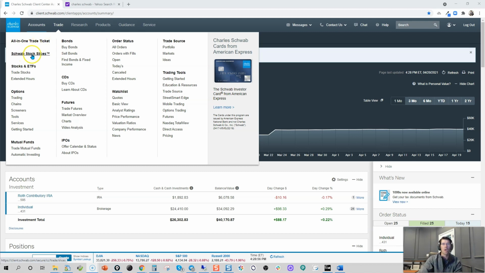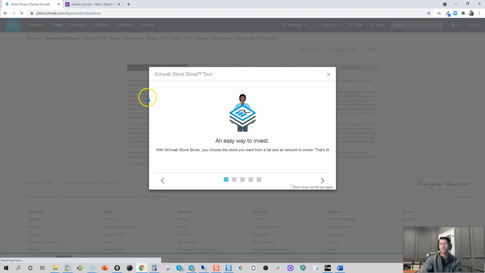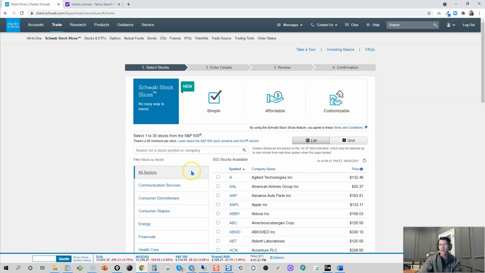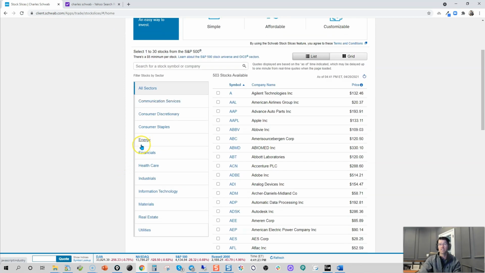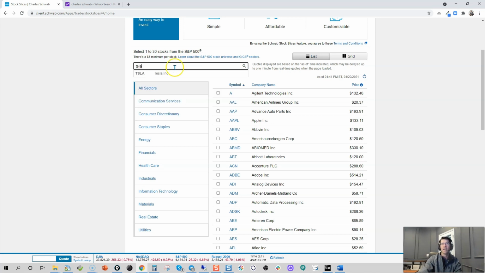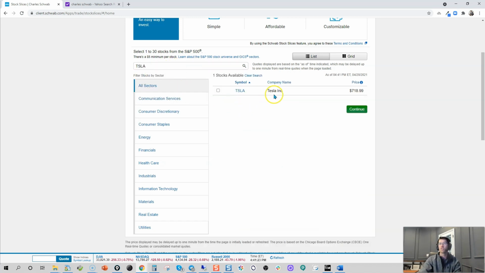So if I go into Schwab stock slices, let's take a look. They have the entire list right here, so don't show me this tour again. You have all these different sectors. If you're looking at something in particular, you can just search the ticker. Let's go into, let's say, Tesla, just a popular one. And can you buy fractional shares of Tesla? You can. So if you don't have $718.99 to buy one share of Tesla, you can buy it for $100 and you can get whatever that slice is.